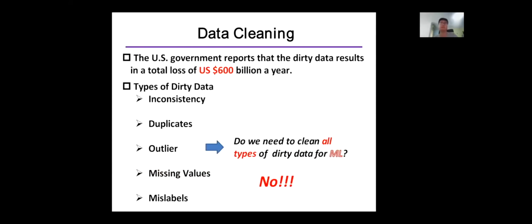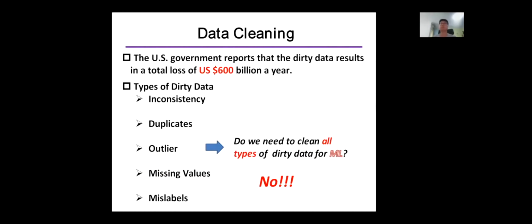So the US government reports that dirty data results in a total loss of about 600 billion US dollars a year. There are many types of dirty data, including inconsistencies, duplicates, outliers, missing values, and mislabels. There are a lot of tutorials and surveys talking about data cleaning: how to detect, where to detect, and what to detect in dirty data.